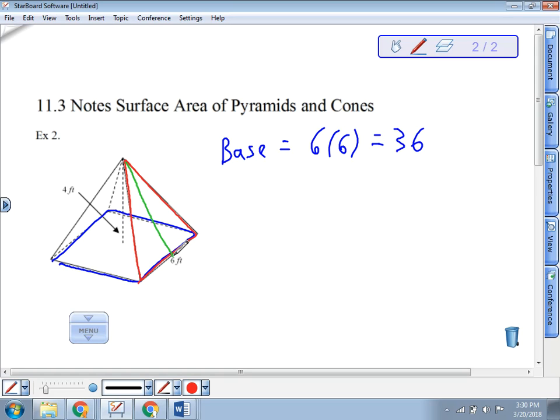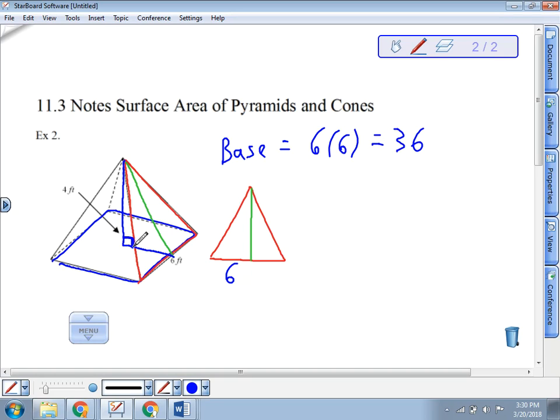So when I redraw that, we know the base, we know this is 6, but we need to find that slant height. Now, in order to do that, we're going to have to use this height of the pyramid. So when I highlight this height of the pyramid here, if I draw a line over here, you can see that I've created a right triangle. And we can use the Pythagorean theorem to find that height.